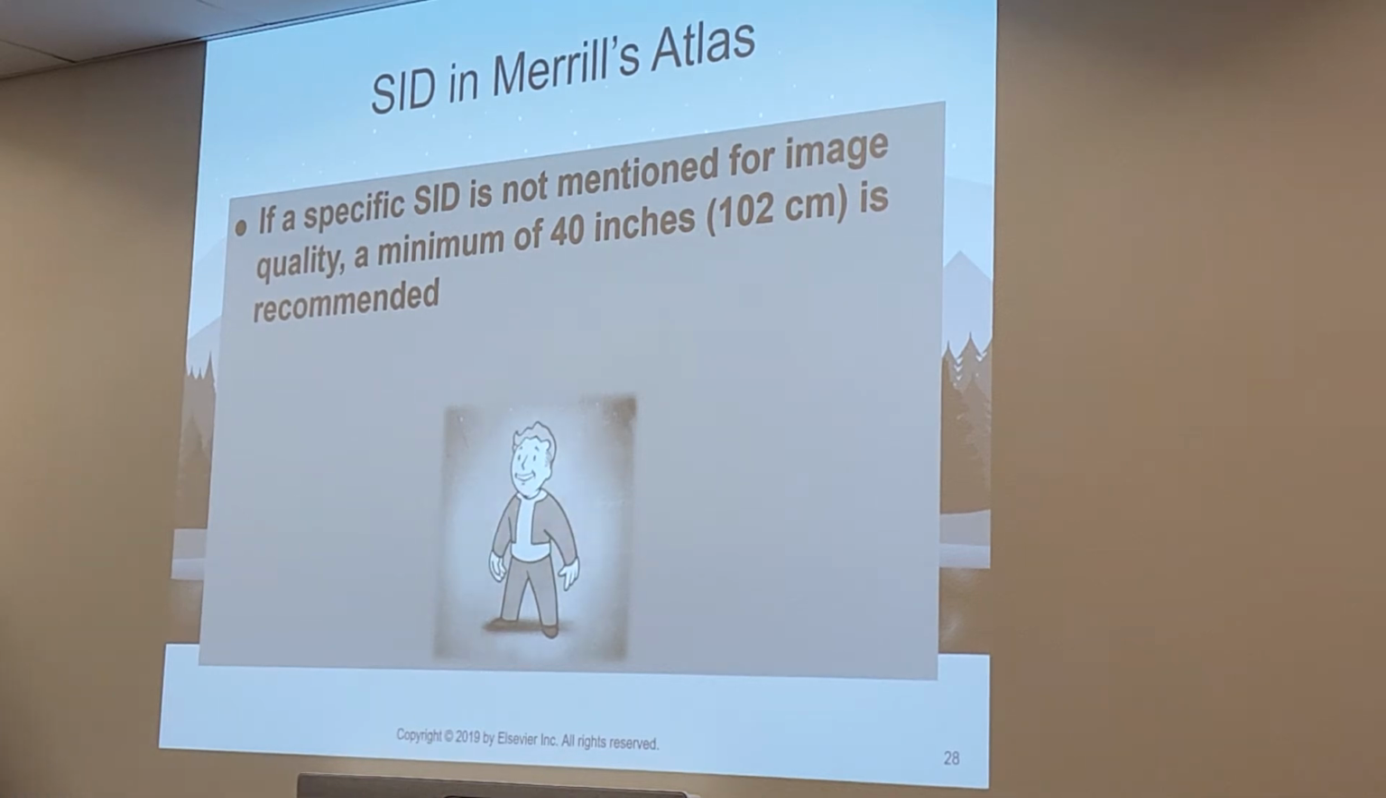If a specific SID is not mentioned, use a minimum of 40 inches. Do not go closer than 40 inches. Because as you saw, the closer you get, you have more magnification, less resolution, and more patient dose. So you don't want to get too close to your patient. Besides, 40 inches is already really close. Once you start putting a patient in between the tube and the IR at 40 inches, you don't have very much room to work with.